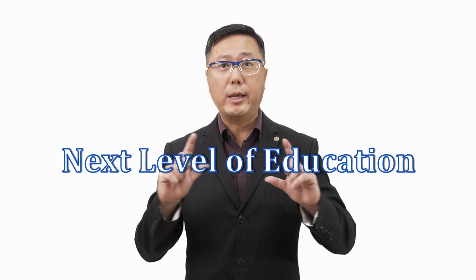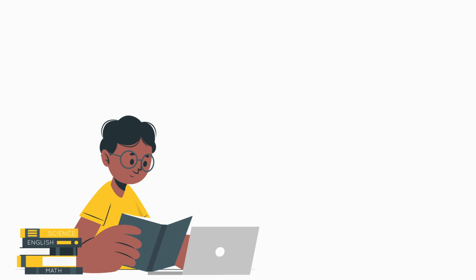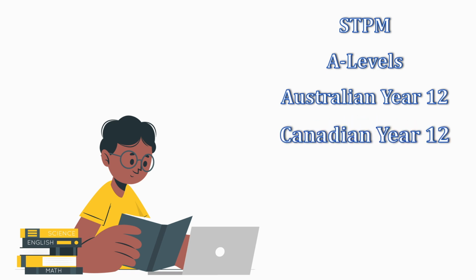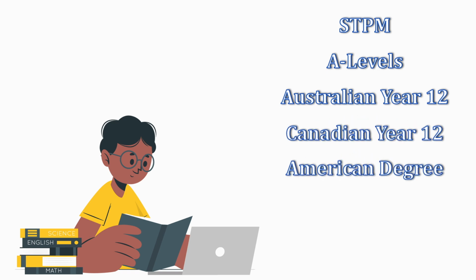Now this is where it's very important because you have a wide range of options available, especially in Malaysia. You can do the STPM, you can do the A-levels, you can do the Australian Year 12 program, Canadian Year 12 program, American degree program, diploma, and foundation programs. Which one of these to choose? So let me first say this. Each one of these programs has advantages and disadvantages.